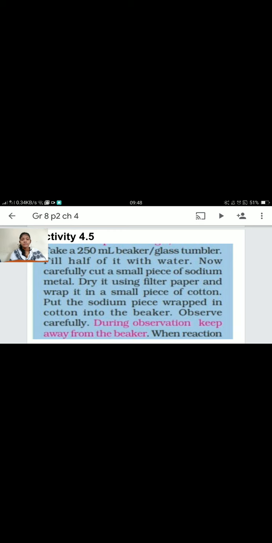You have to take a 250 ml beaker and fill it half with water. Now first cut a small piece of sodium metal, about the size of a rice or wheat grain. Dry it using filter paper. Press it with the filter paper so that the moisture is removed, because we keep the sodium metal in kerosene. Then wrap it in a small piece of cotton and put the sodium wrapped in cotton directly into the beaker filled with water.